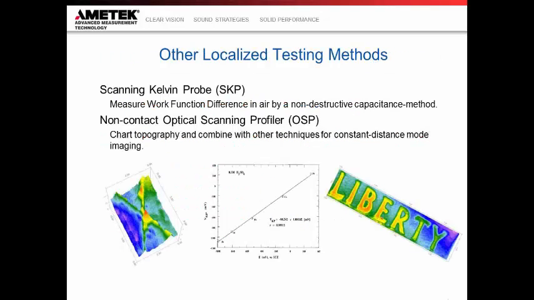Some other types of localized testing methods that the VersaSCAN is capable of: scanning Kelvin probe, which is going to measure work function difference in air by a non-destructive capacitance-based method. And so what's attractive about that is you can extract a parameter that correlates to corrosion potential without having to expose your sample to any electrolyte. Also, there's non-contact optical surface profiler, which is a laser-based technique. This can be used to chart topography. It accompanies nicely, if you think about a SVET technique, using it to study the intensity of pits. An OSP technique can study the depth of the pit and give you another piece of the puzzle.